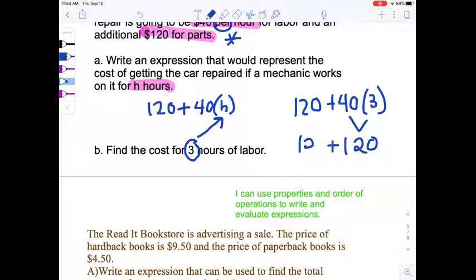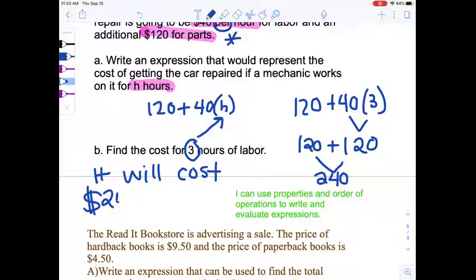120. And then I don't want to forget about my 120 for parts. Now I can add these two together. 120 plus 120 is 240. So now I have to write a sentence for this story problem. It says, find the cost for 3 hours of labor. So it will cost, and your sentence doesn't have to be word for word with mine, it will cost $240.